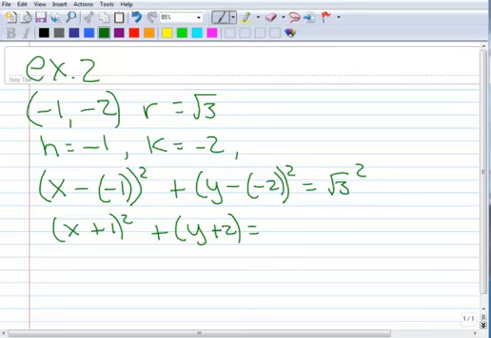Now, you can leave it like this, or if you wanted to go ahead and square that out, you'll recall that when you square a square root, it's like undoing it. Squaring a square root does it and undoes it at the same time. So the square root of 3 squared becomes 3. And that's your equation of a circle, given the center at negative 1, negative 2, with the radius the square root of 3.